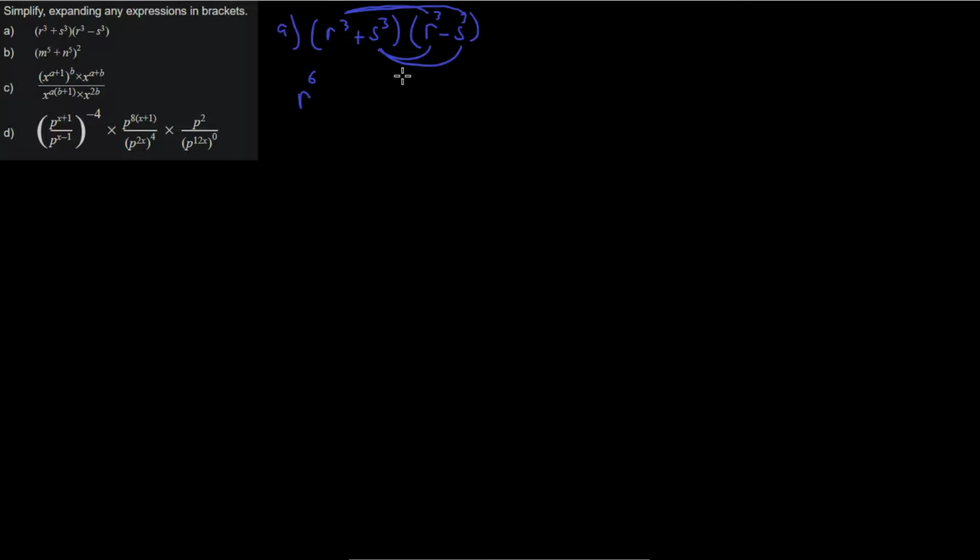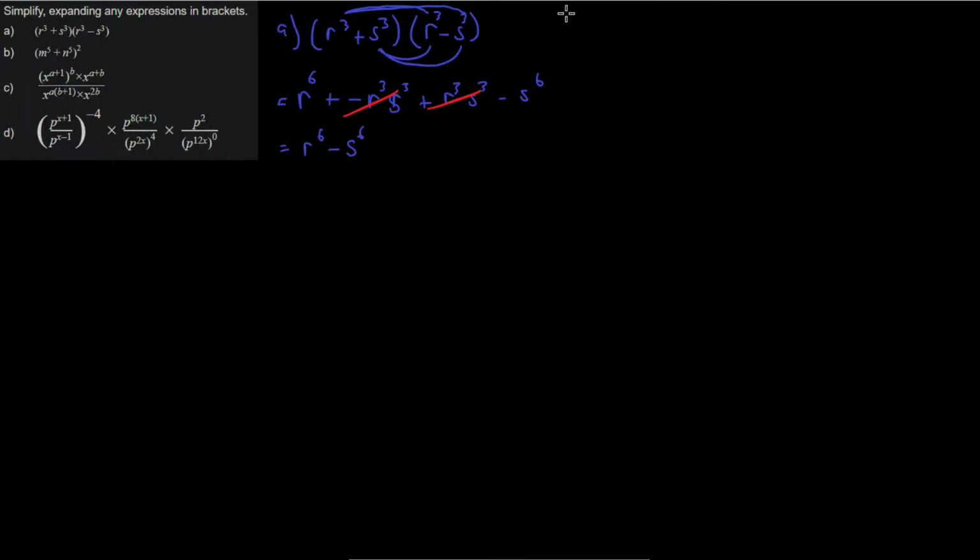Remember, r cubed times r cubed, we add the powers, plus r cubed times negative s cubed. So r cubed s cubed, s cubed times r cubed, that'll be plus r cubed s cubed, and then minus s to the power of 6. We can see we've got some terms that'll cancel out, and we'll be left with something quite nice, r to the 6 minus s to the 6.